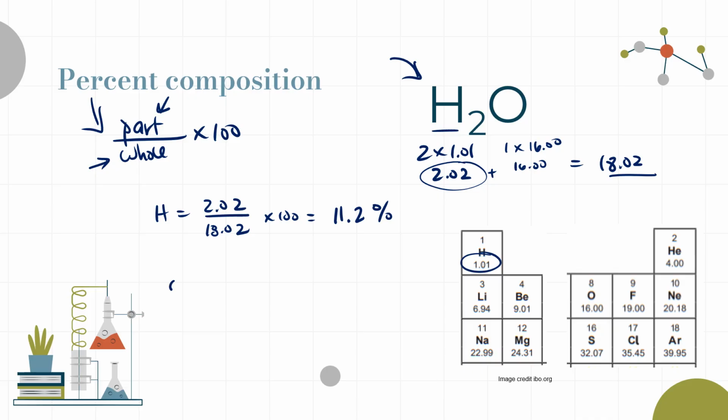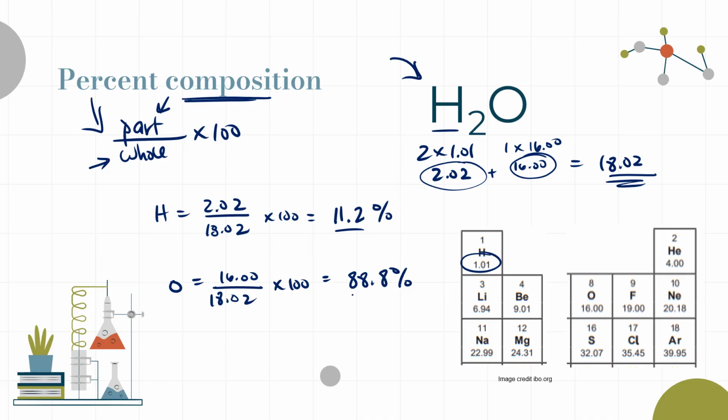Let's do the same thing for oxygen. Oxygen, we decided that the part of water that is just oxygen is 16. Divide that by the whole, 18.02, times 100 to make it a percent, and that's going to give us 16.00 divided by 18.02 times 100 is 88.8%. 88.8% of the mass of water comes from oxygen. So water is composed 11.2% hydrogen, 88.8% oxygen.